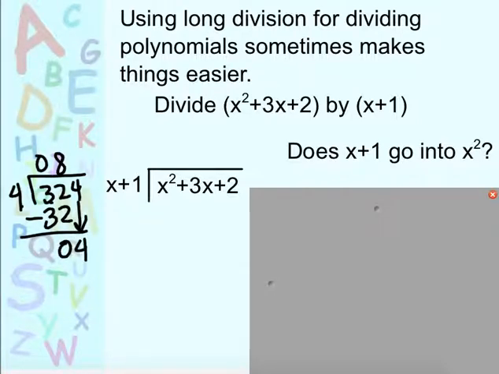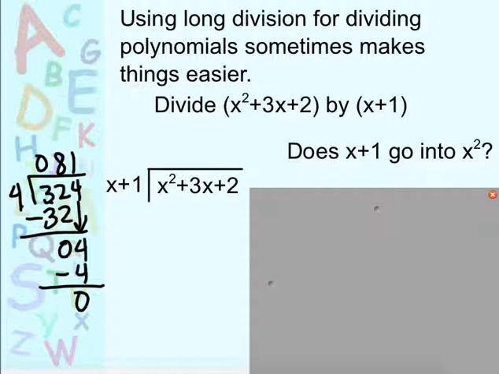4 goes into 4 once. 4 times 1 is 4, so I subtract it. I have a remainder of 0. So 324 divided by 4 is 81. We're going to do something similar here, same steps, but with variables.